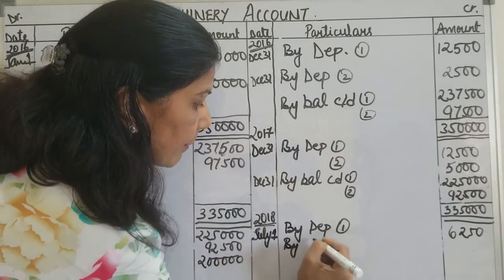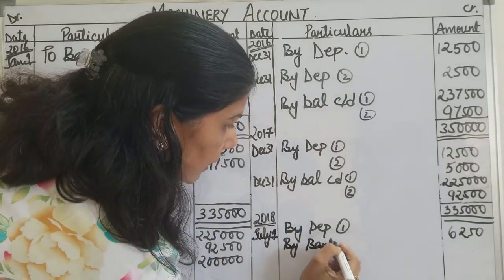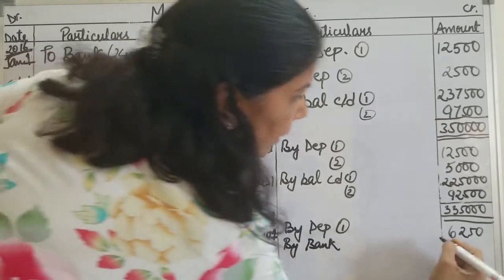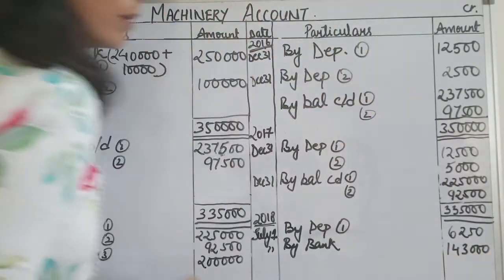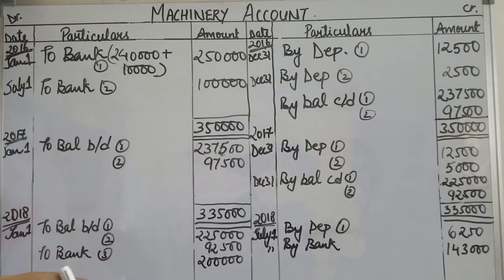Now, the machine was sold for rupees 1,43,000. So we'll write like by bank, date will remain the same, 1,43,000. Now, for profit or loss on sale of this machinery, let's see the working note.